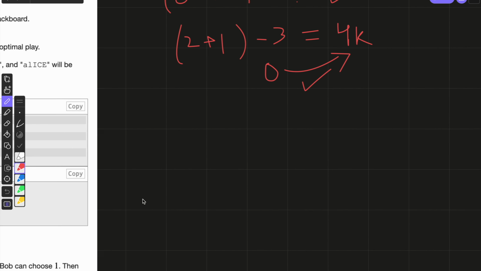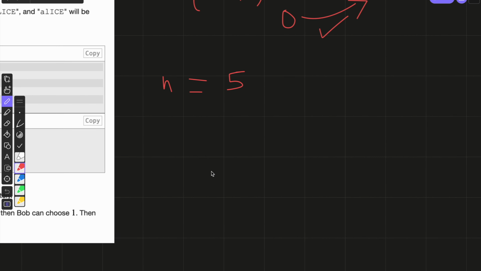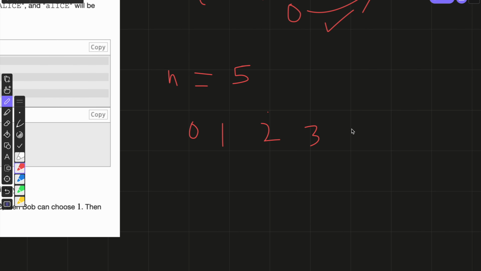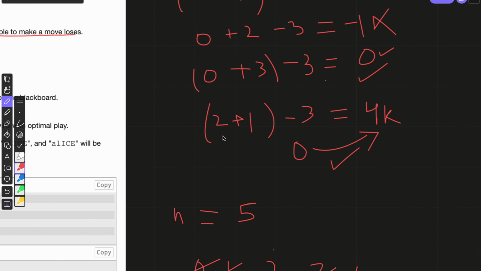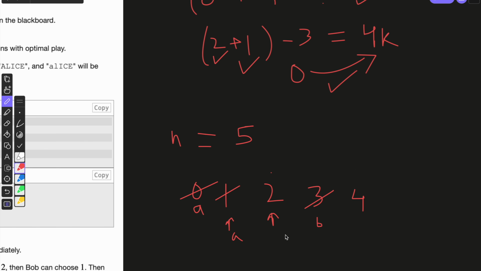N is equal to 5. Okay, so we have 0, 1, 2, 3 and 4. If Alicia picks 0, we have seen that Bob will pick 3. If Alicia picks 1, then Bob will pick 2, right? As we have seen in the previous test case, with 2, 1 is paired. So if Alicia picks 1, then Bob is going to pick 2, right?